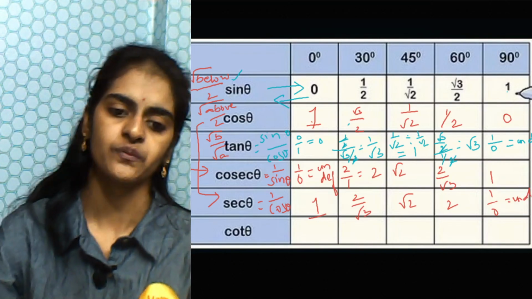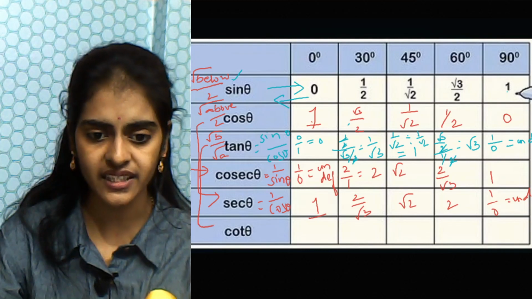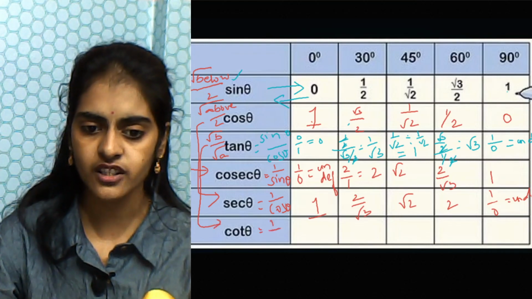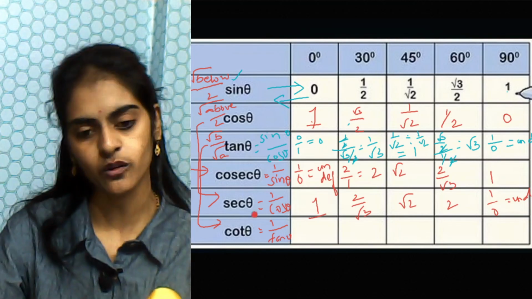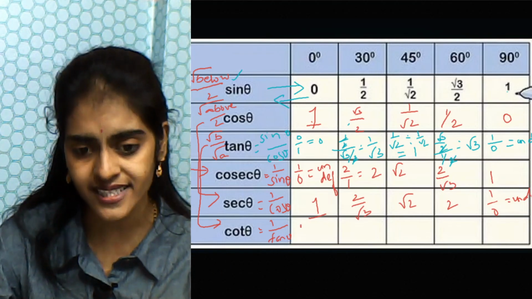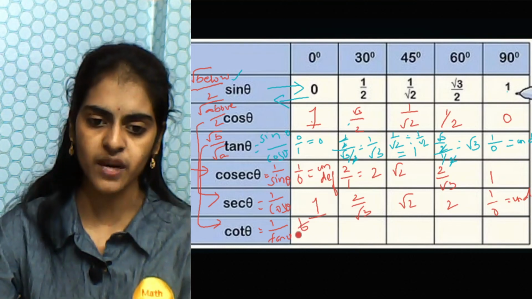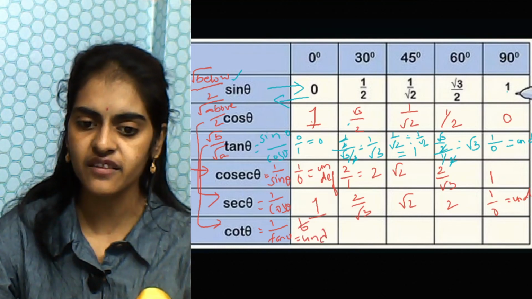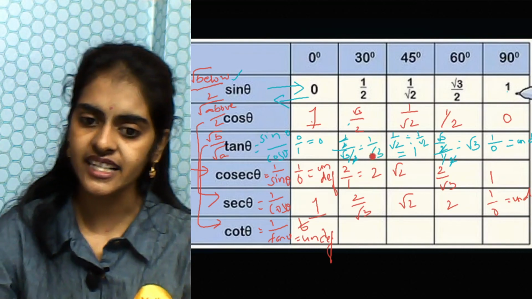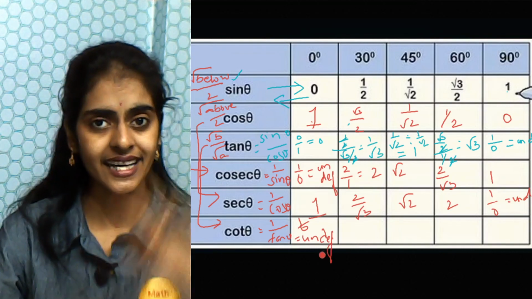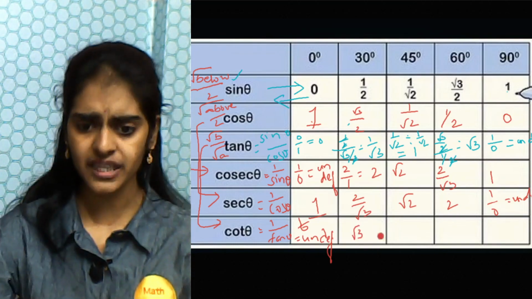Clear? So now cot values. How will you get cot values? We have learned cot is nothing but the reciprocal of tan, so this is 1 by tan theta. Isn't it? So you have tan 0 is 0. So what is cot 0? Cot 0 is 1 by 0. Reciprocal of 0 is 1 by 0, so this is undefined. Are you getting my point? Come on. Tan 30 is 1 by root 3. What is cot 30? Reciprocal of 1 by root 3 is root 3 by 1. Simply it is root 3.